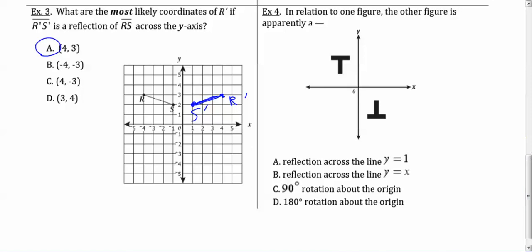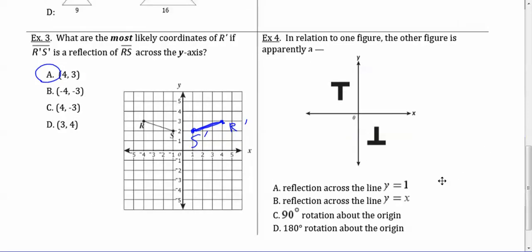Last one. This one might be the trickiest one. Number 4. It says, in relation to one figure, the other figure is apparently a blank. So is this a reflection or a rotation? Hopefully you guys were able to see that the orientation of it is a rotation. It says there's 2 possible ones for this, a 90-degree rotation or a 180-degree rotation. I think you can see if this is the origin, it ended up exactly on the other side of it, which means the best answer here is going to be a 180-degree rotation about the origin, which is D, the best answer.